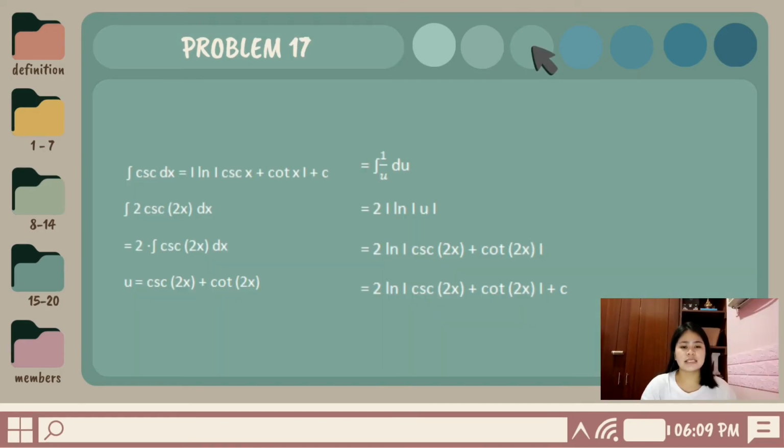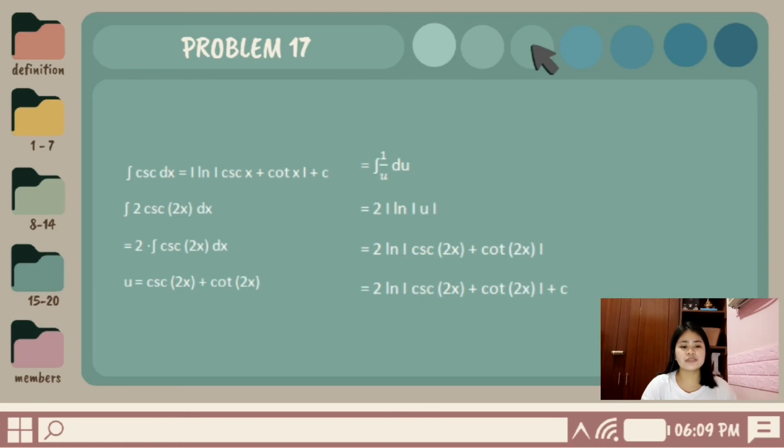Integral of cosecant x dx equals natural logarithm of an absolute value of cosecant of x plus cotangent of x plus c, which is our 17th integral on the list on the table. As for our example, we have an integral of 2 cosecant of 2x dx. First thing to do is to take the constant out of the expression, and it will become 2 multiplied by the integral of the cosecant of 2x dx.